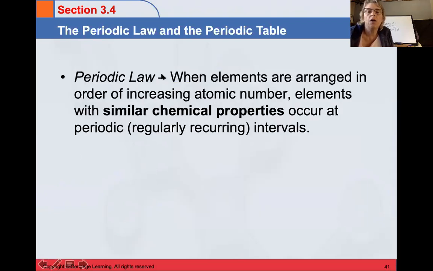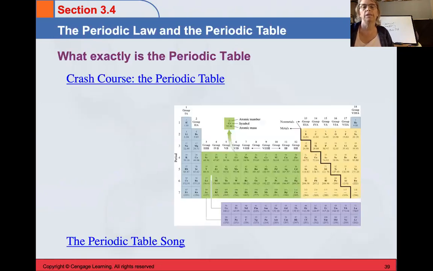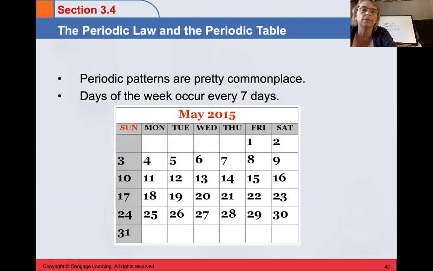The periodic law states when elements are arranged in order of increasing atomic number, elements with similar chemical properties occur at periodic or regular recurring intervals. So what the periodic law says is when you arrange elements in increasing atomic number, periodically elements will occur that have the same properties. So that's what the word periodic in the periodic table means.